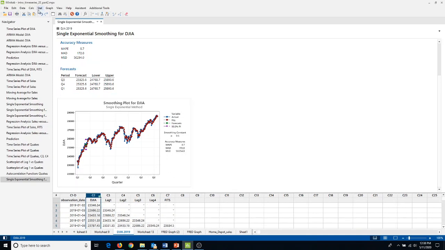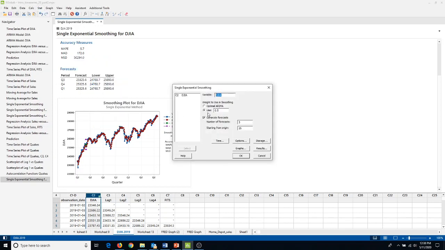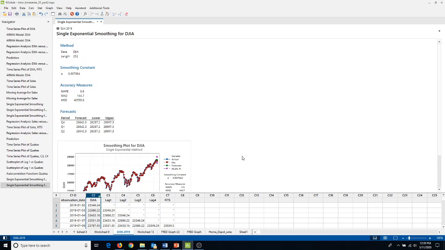Let me try another one. I'm going to do the Stat, Time Series, single exponential smoothing. I'm going to use the optimal one, and I'm going to generate a forecast from 250 and see what happens. So it's going to compute what my exponential smoothing should be.